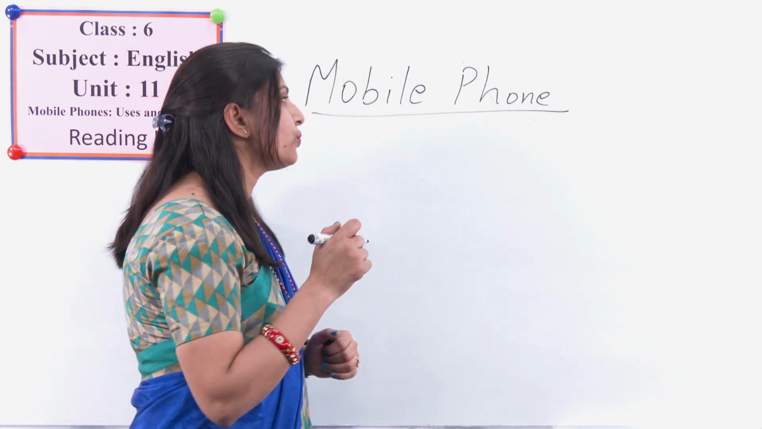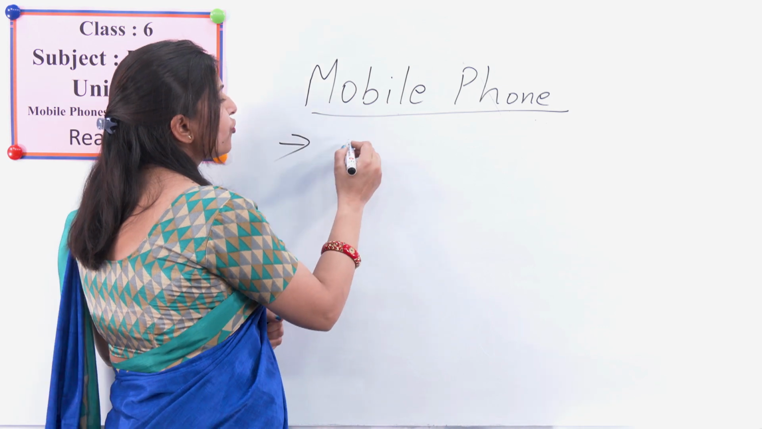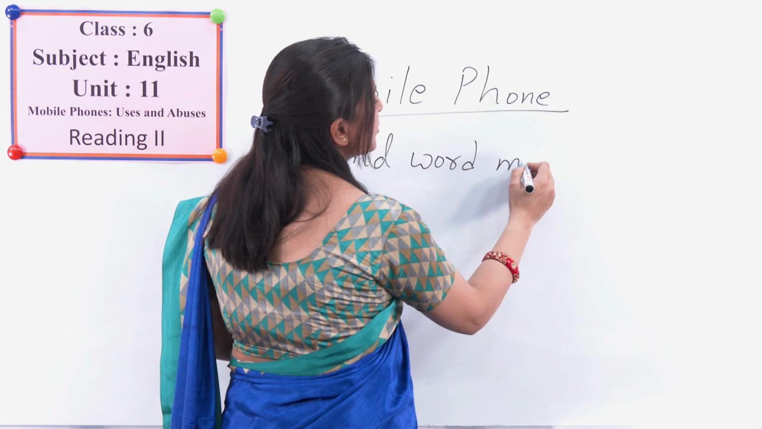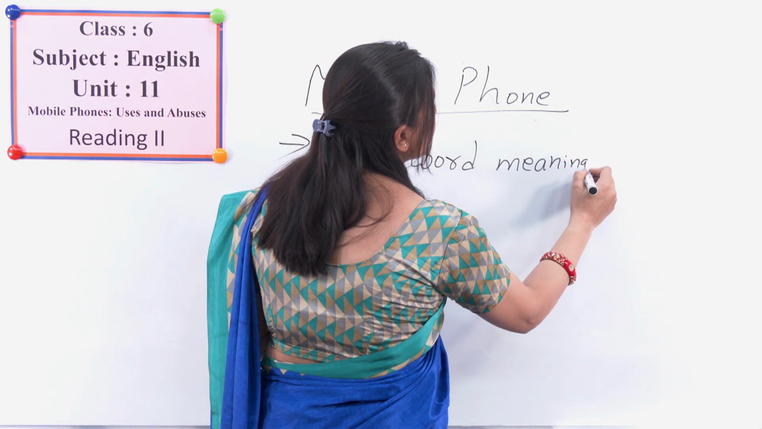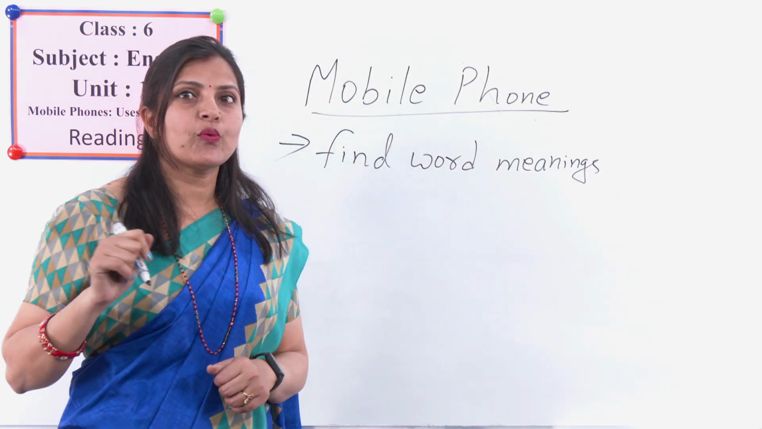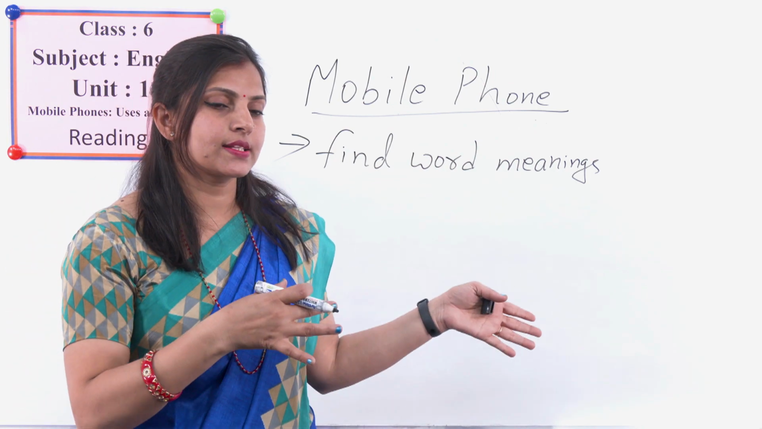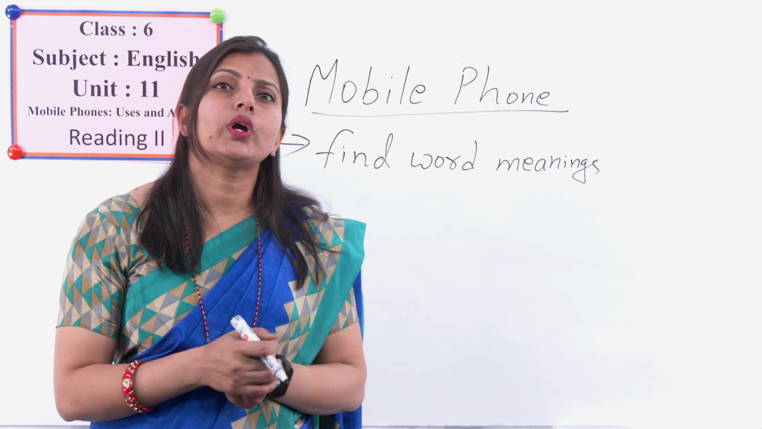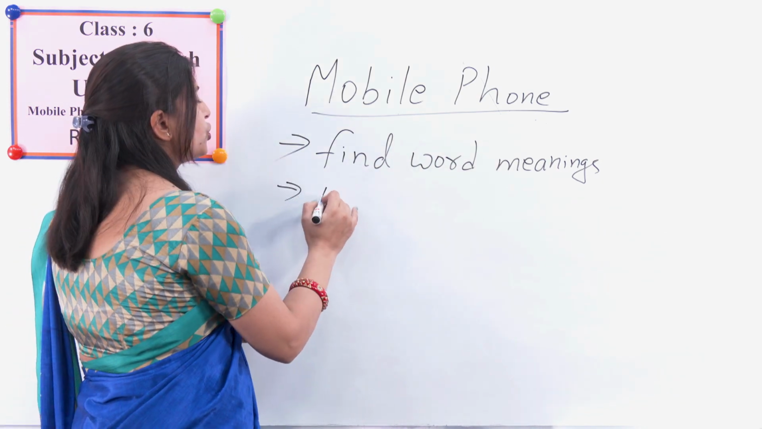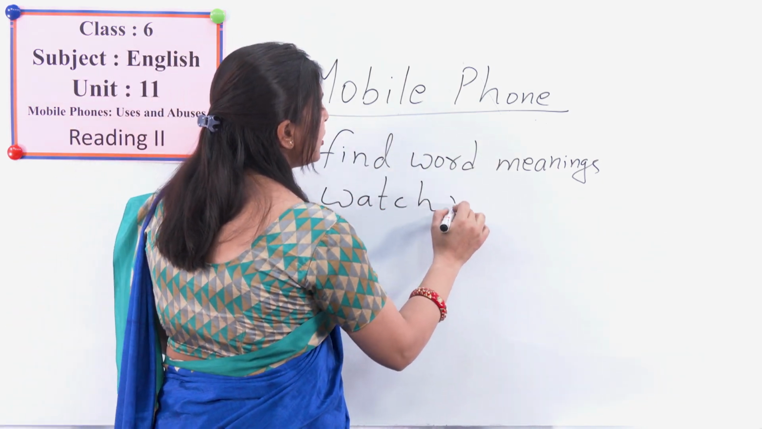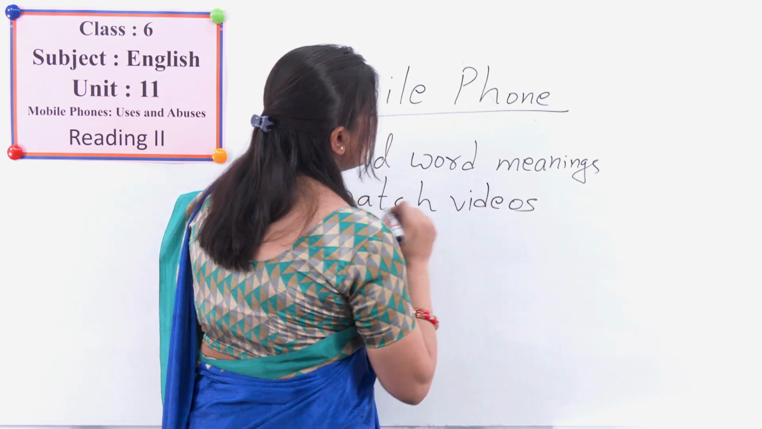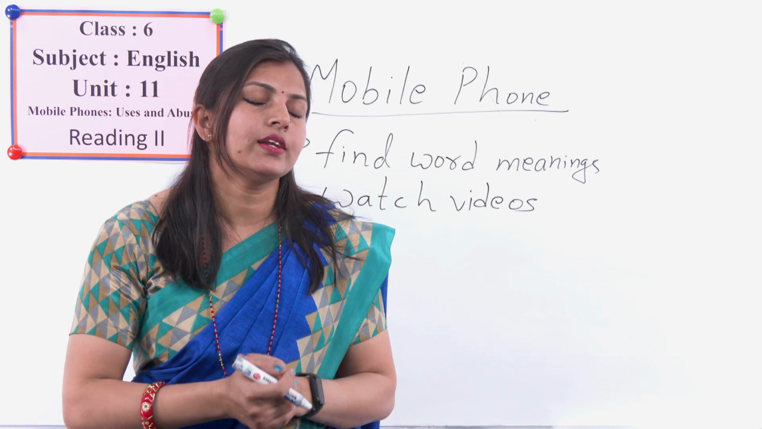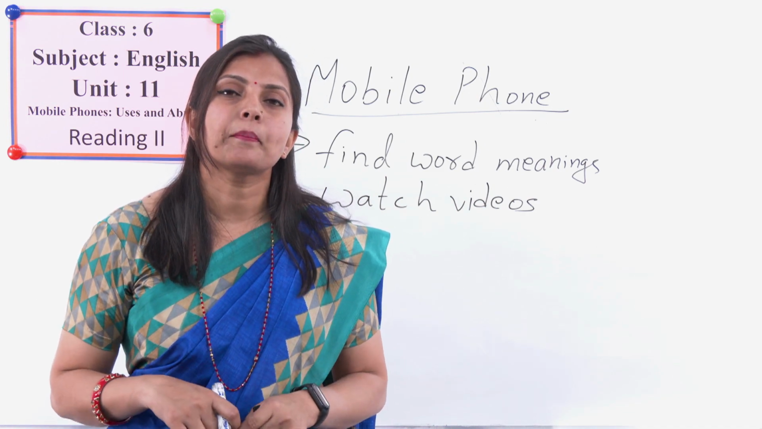Very good, you use your mobile phone to find word meanings. All right, I agree. Okay, so you use your mobile phone to find word meanings. Okay, fine. Another? Okay, very good. To watch videos. Yes, of course, we do that. All of us do that because we need some entertainment also, right? Very good. Okay. Others?